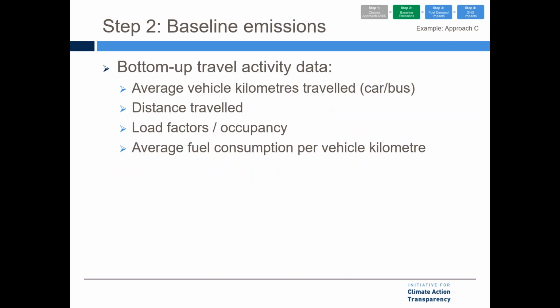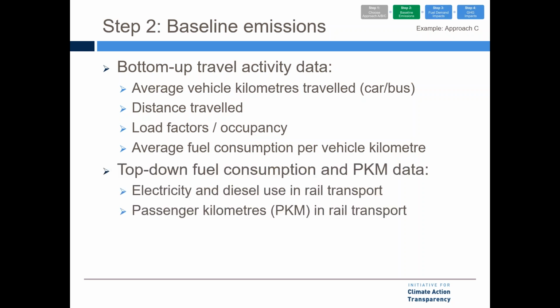So let's have a look at the bottom-up travel activity data, which is needed to conduct an approach C assessment. You can see here on this list that it's much more than you need to conduct an approach A assessment. You need average vehicle kilometers traveled, distances traveled, load factors, and also average fuel consumption per vehicle kilometer. And you need this for different vehicle types as well.